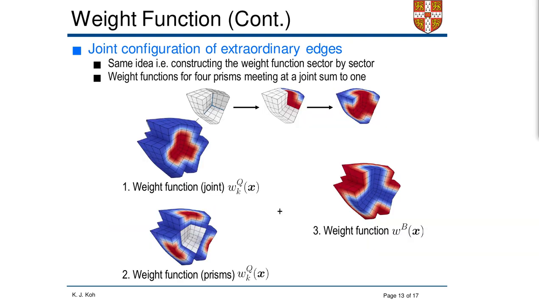Here is another example where extraordinary edges meet at a joint configuration. To define the weight functions on this joint, we again use the same technique, which is splitting up the joint into sectors. You can see the construction here and the weight functions of the joint and of the connecting prisms. Together with the weight function WB, they all sum to 1.